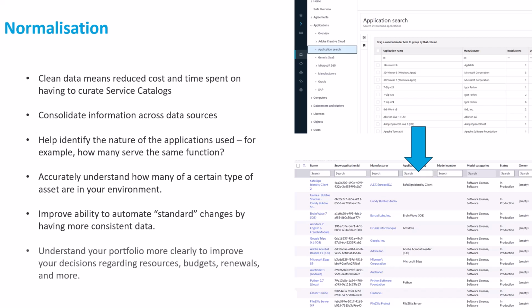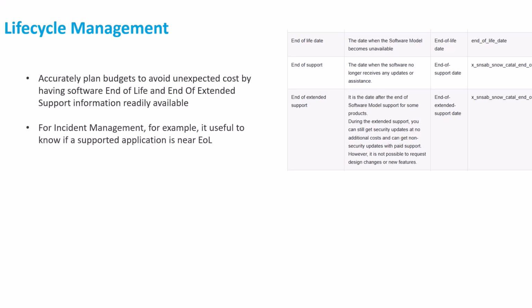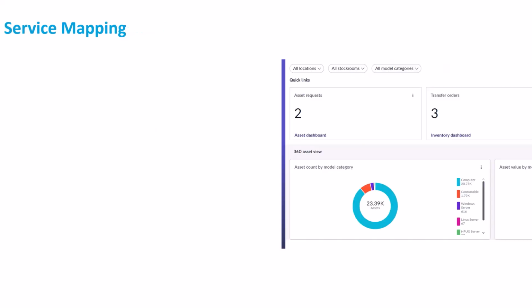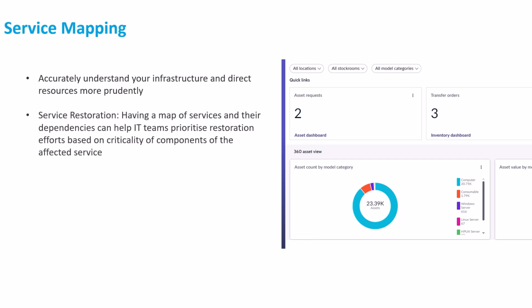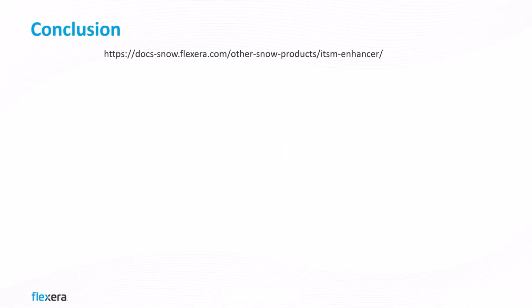There are also benefits to automation. All of this leads to better decision making once there is a better understanding of the estate. For lifecycle management, our integration can help accurately plan budgets and be ready to update software that is reaching end of life. Service mapping can help with making more prudent decisions when directing resources. Mapping services and dependencies can help IT teams, and understanding service dependencies and relationships can lead to better workflow and automation. This concludes the video.